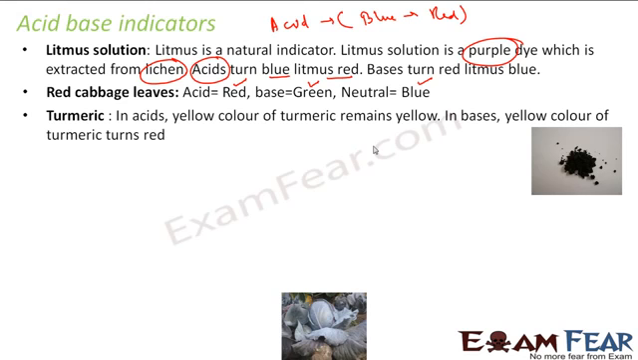Turmeric is another one. It is yellow in color, right? It remains yellow even if you put acid. In base, it turns red. So litmus is a reverse kind of indicator, where acid turns blue to red and base turns red to blue. But turmeric is not like this. Turmeric is yellow, you put acid, it has no impact. But the moment you put base, it becomes red.